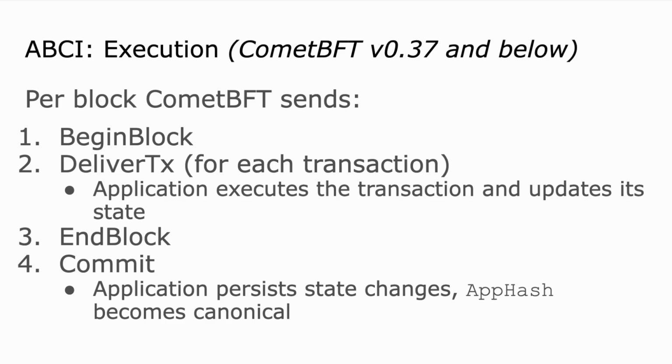So the application executes each transaction, updates its internal state, and then finally, once all the transactions have been delivered, then EndBlock, the response, will return the new app hash. So the app hash is just a cryptographic hash that is a succinct representation of the application state, and that's included in block headers. So finally, in step 4, we commit. CometBFT sends the commit message, and at that point, the application must persist its state changes for the block. The application's internal state via the app hash becomes canonical, and at this point, block execution is completed.